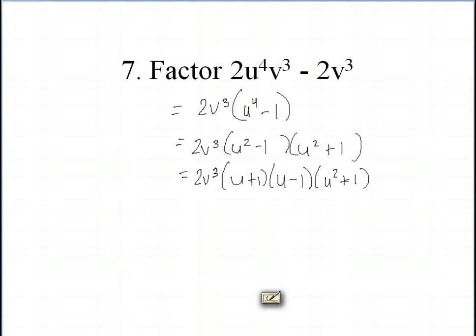The reason we don't factor the u squared plus 1 is because the difference of squares specifically has a subtraction between the two terms. That's the only time we can use this difference of squares. So because of this plus, we can't factor that.